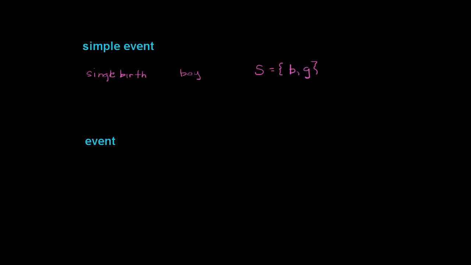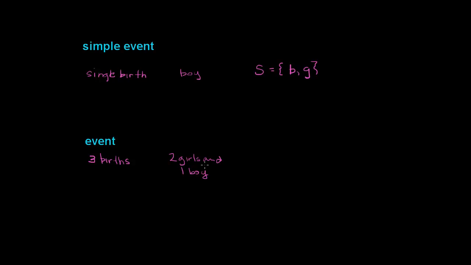Let's look now at an event. Now I said an event could be this. This is an event, but events can also be more complicated than that. So perhaps an event that's not simple would be 3 births. So a couple has 3 children, or something like that. And one possible event when you have 3 births would be 2 girls and 1 boy.